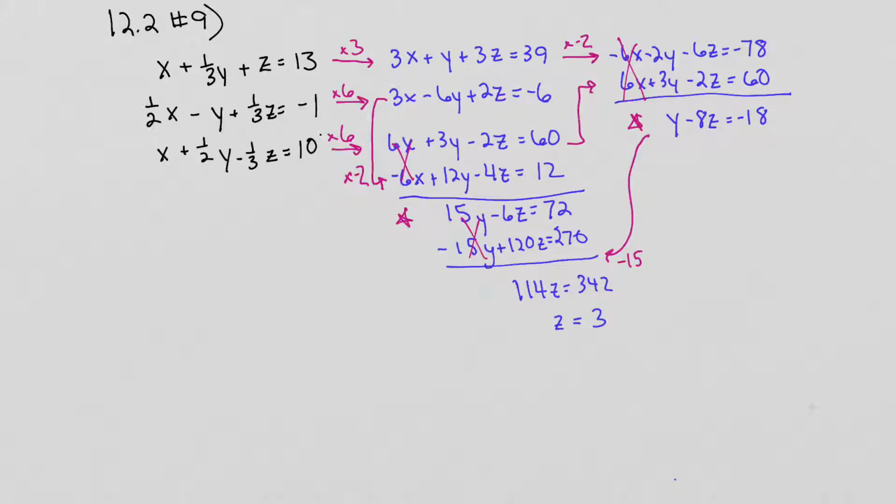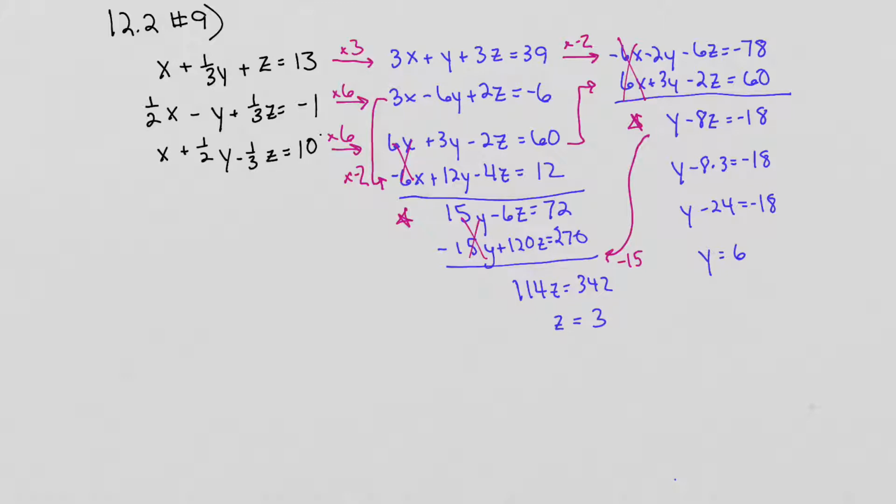So you really have to double check your arithmetic on all of these steps. Once you have z, you can finish either of the start equations to find y. I'll just pick this start equation on the right. So I'll have y minus 8 times 3 equals negative 18. y minus 24 equals negative 18. Add 24 to both sides and y is 6. Now you have the y and the z.